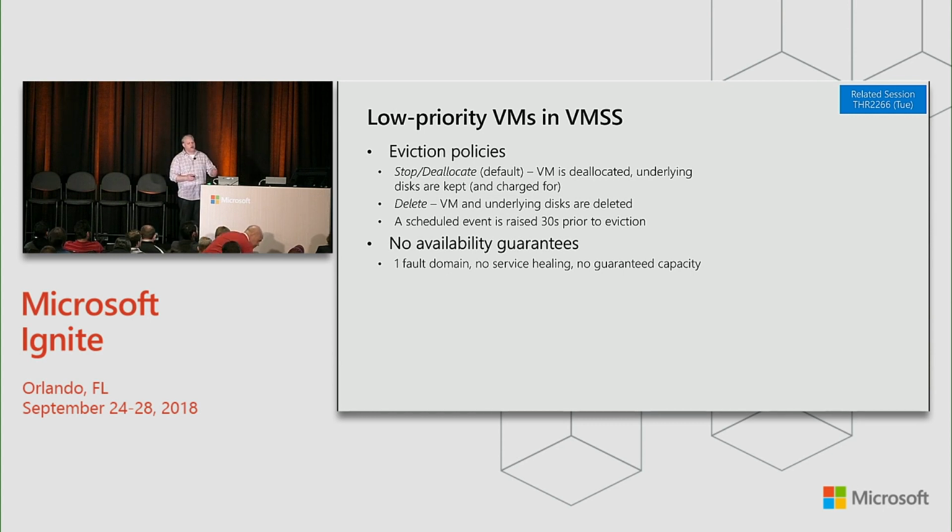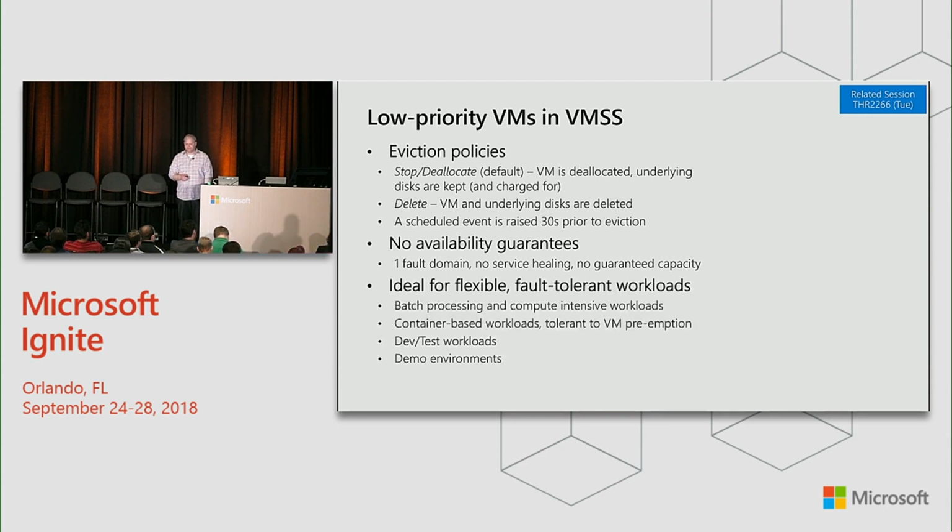It just goes through an eviction cycle. But for these kind of flexible workloads, this can be very ideal. The price is fixed at 20% of list price, an 80% discount if you're running Linux, and it's a 60% discount if you're running Windows, where you're paying for the license.